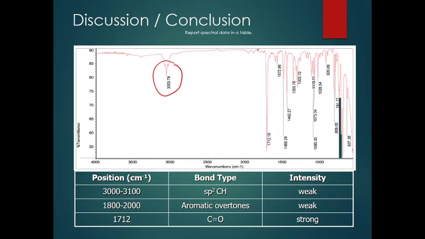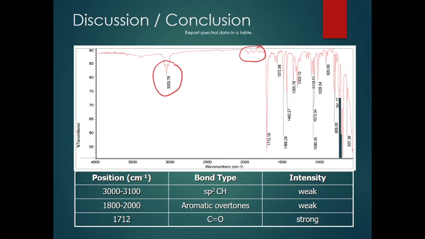And don't forget, when you're looking at aromatic compounds, in this region around 1700 to 1800, you'll often have little peaks, looks like little waves. These are the aromatic overtones. So make sure you look for those and include them.